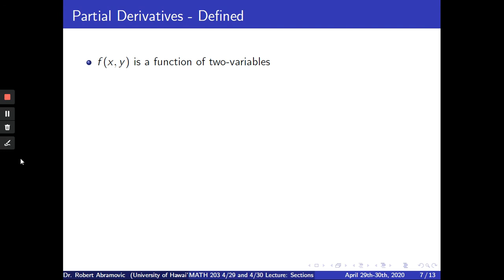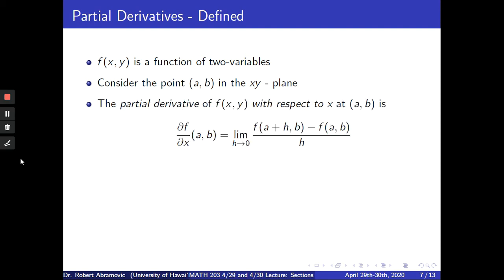Now we're going to go to the next topic, which is partial derivatives. We're going to find them. f of x comma y is a function of two variables. Consider the point a, b in the xy plane. This just means x, the first input, has the value a, the second input y has the value b. The partial derivative of f of x y with respect to x at the point a comma b is equal to this limit. Notice how in this case, you're only adding h to the first input, not the second input. The second input is held constant at b.